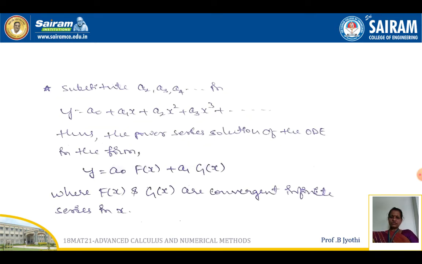Substitute all these values in y equals, which when we expand, we will get a0, a1 x plus etc., which we have assumed in the summation form earlier. Thus, the power series solution of the ODE is in the form y is a0 f of x plus a1 g of x, where f of x and g of x are convergent infinite series in x.